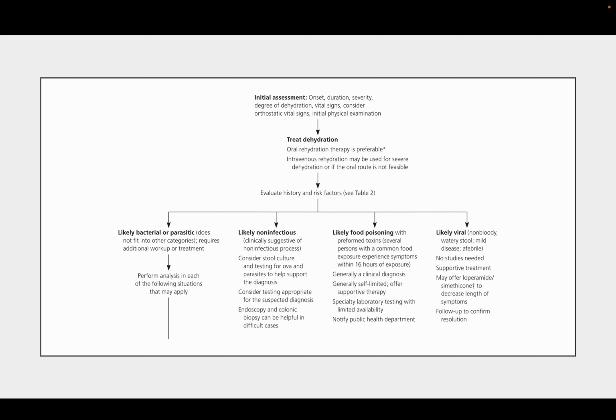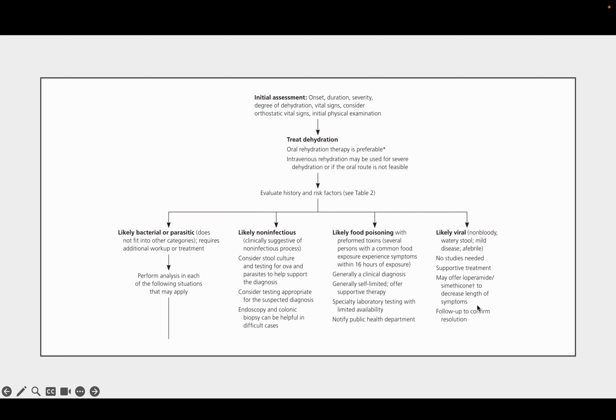So this is again the brief summary. Always start with hydration, then look for likely parasitic or non-infective causes, perform stool analysis and stool culture to make sure it is non-infectious, and consider endoscopy and colonoscopy biopsy in case of any difficulty. Likely food poisoning, probably due to previously affected food, is generally self-limited and doesn't require any intervention. Viral is also mostly self-limited.